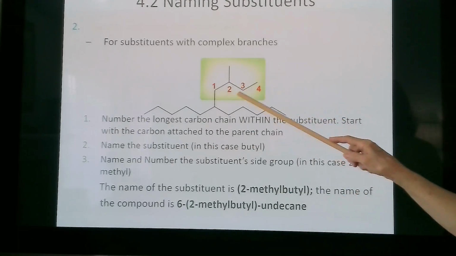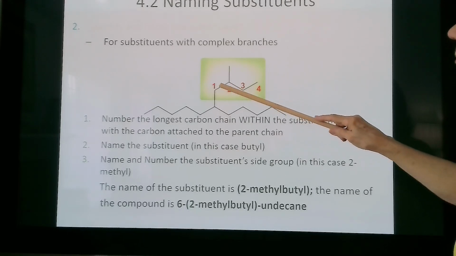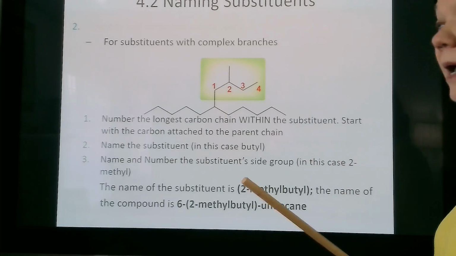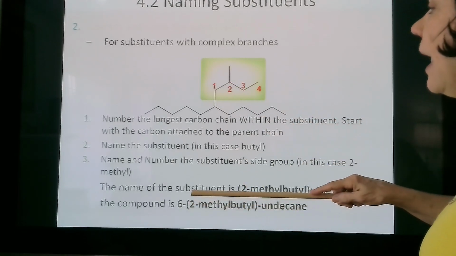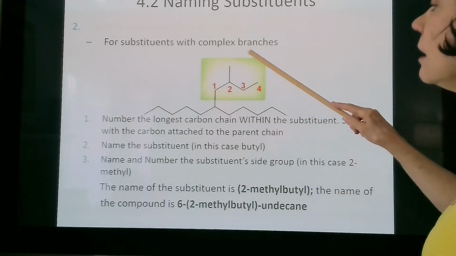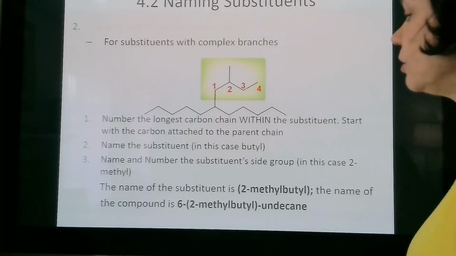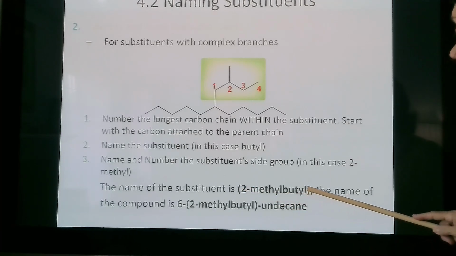So the name of this substituent is going to be 2-methyl-butyl, because this is a substituent. It's not a compound. It's 2-methyl because the methyl is in this 2 position, and it's butyl because this has 1, 2, 3, 4 carbons. So this is 2-methyl-butyl. This is the 2-methyl-butyl substituent. So you can see the name of the substituent is 2-methyl-butyl.